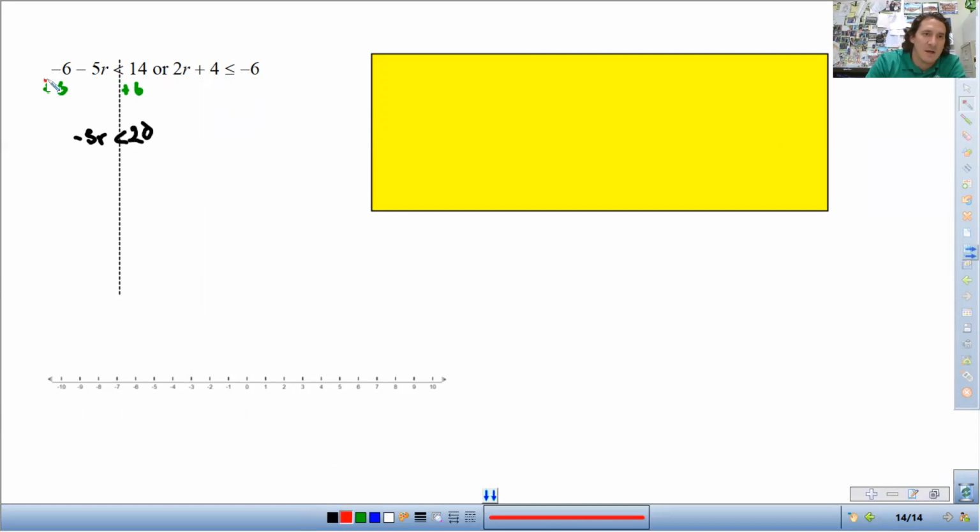Negative 6 plus 6 cancels out. Make sure you keep the minus that's in front of the 5 with that 5r. So it's a negative 5r. So to finish solving, I'm going to divide both sides by negative 5. So times negative 5 divided by negative 5 cancels out. I get r. I need to flip the inequality. I divided both sides by a negative 5. So I need to flip the inequality to open up the other way, and then 20 divided by negative 5 is negative 4. So I can go ahead and graph this.